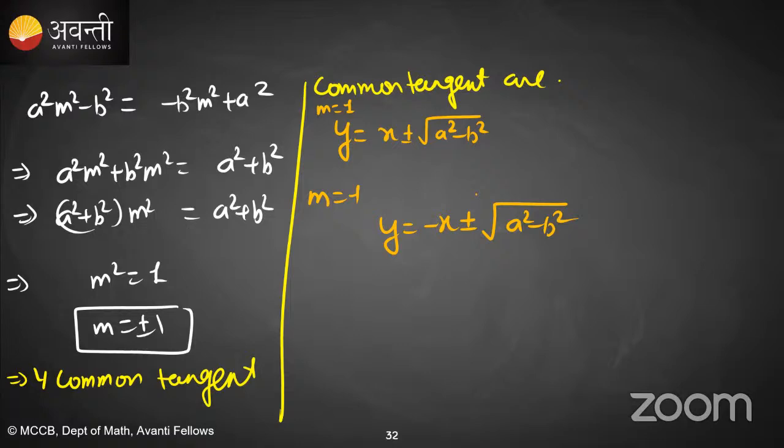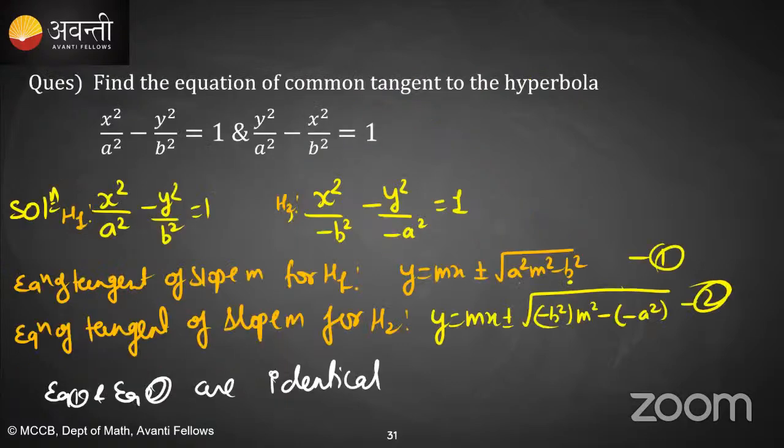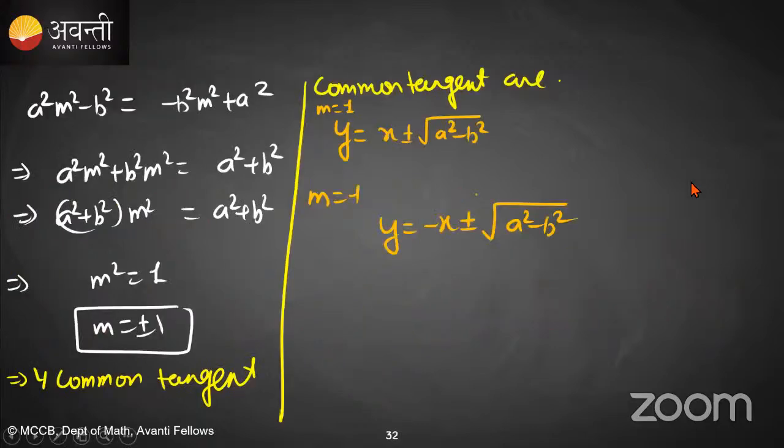Any doubts? Did you understand how we did it? First write down the equation of tangent of slope m for both hyperbola H1 and H2. But both are the common tangent to the hyperbola, so it means these two equations are identical. So we equated the constant term and we got the slope. Is this clear? Any doubts, students? Tell me quickly in the chat box if you have any kind of doubt here.